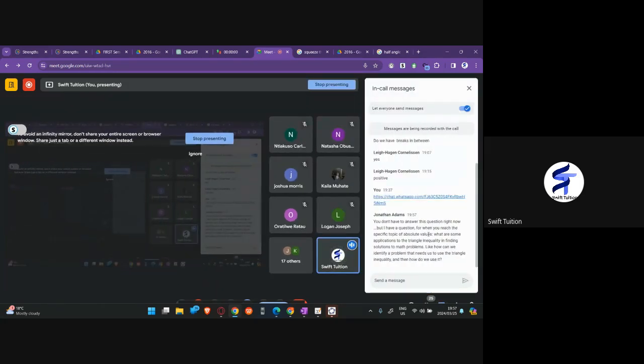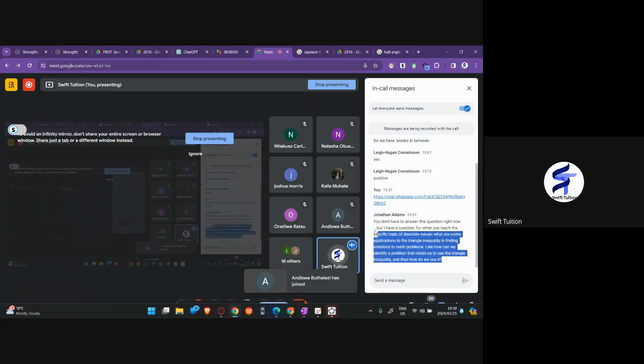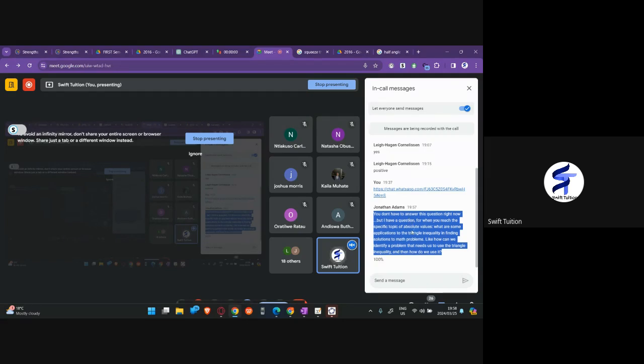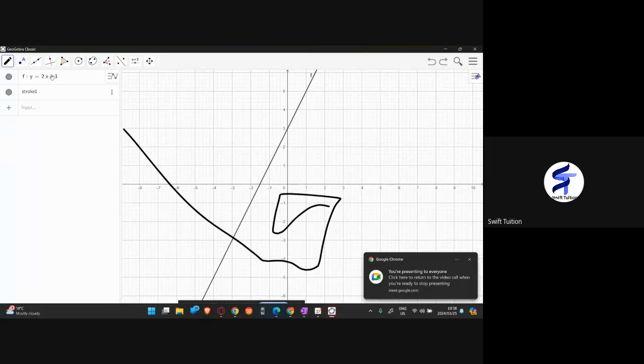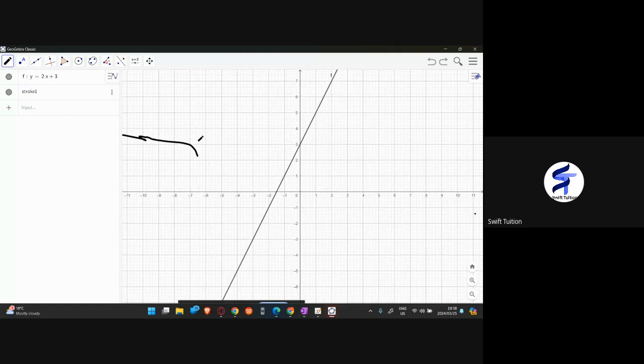Okay, I don't have to answer this question right now, but you have a question for when you reach the specific type of absolute value. What are some applications of the triangle inequality in finding solutions to math problems? Like, how can we identify a problem that needs us to use a triangle inequality, and then how do we use it? I do have a triangle inequality problem from the 2023 past paper, so hopefully when we do that one, it helps. I have assigned that one out, so let's hope that ends up helping answer your question. If it doesn't, obviously do ask me again.